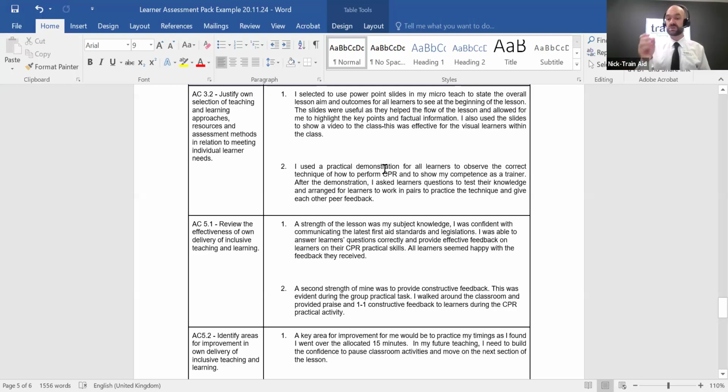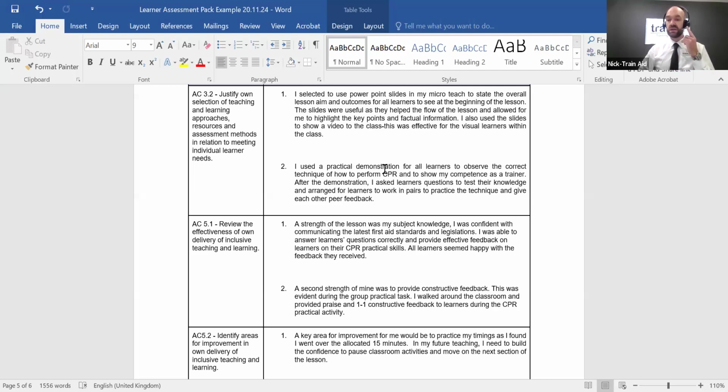So I use a practical demonstration to get all learners to follow the correct technique of how to perform CPR. So my micro teach was on first aid. It was how to perform CPR effectively. I demonstrated the CPR technique on a mannequin to all of my learners, and I used that to really model how to perform the correct technique. I also asked learners questions after that demonstration to test their knowledge and to give feedback.